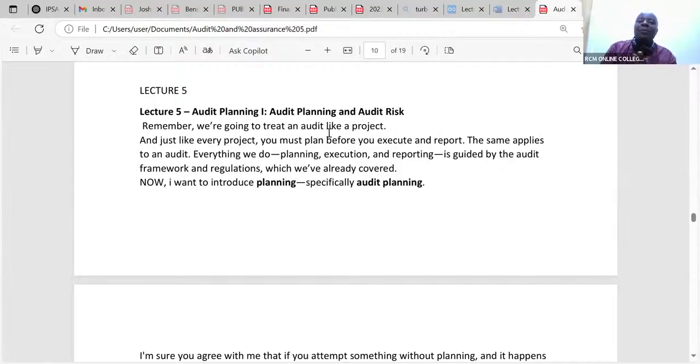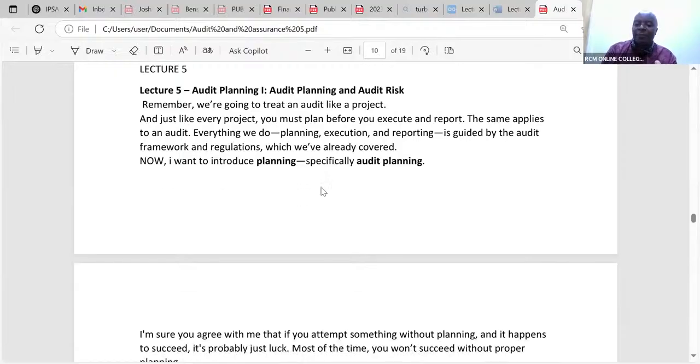So remember, we are always going to treat an audit like any project. And just like every project, you must plan before you execute and report. The same applies to an audit. Everything we do, planning, execution, and reporting, is guided by the audit framework and regulations, which we have already covered in the very first 4 lectures. Now I want to introduce planning, specifically audit planning.